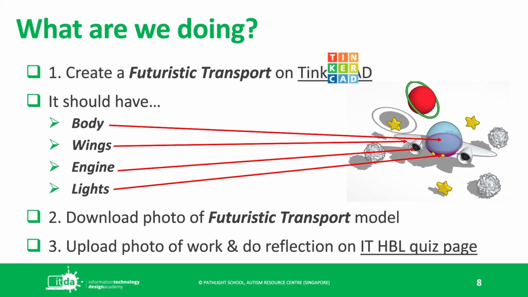Alright, so that was a video that inspired this model build. Today we're going to create a futuristic transport model on TinkerCAD. It looks like this. What it has is a body. It looks like an egg shape with a little cover on the top, wings at the side, some engines to propel itself, as well as some lights.